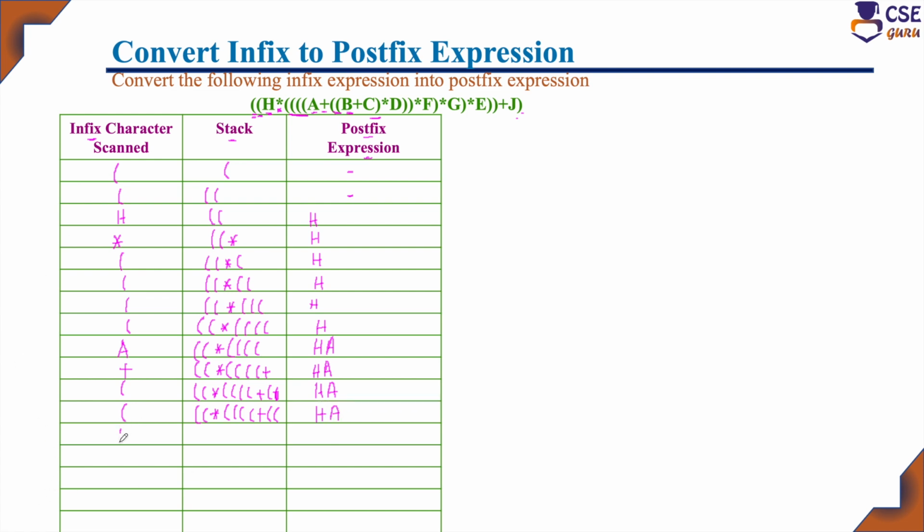Next is the operand, that is B. So here the stack is as it is. Since it is an operand, you have to place it in the postfix expression. Now the postfix expression is HAB, and then it is a plus operator. Check the top element of the stack, it is an open parenthesis only, there is no operator. If there is an operator, you need to compare. If there is no operator, directly push it onto the stack. And the postfix expression is HAB only.